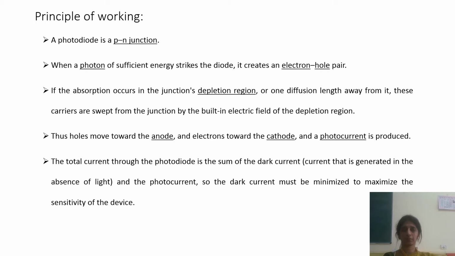The principle of working of a photodiode is the same as that of an ordinary diode, except that it is activated only when light falls on it. A photodiode is a PN junction. When a photon of sufficient energy strikes the diode, it creates an electron-hole pair. If the absorption occurs in the junction's depletion region, these carriers are swept from the junction by the built-in electric field of the depletion region. Thus, holes move towards the anode, and electrons move towards the cathode.